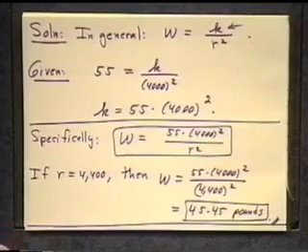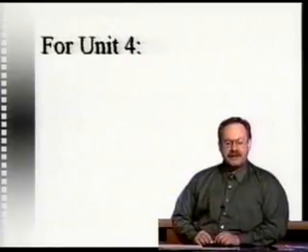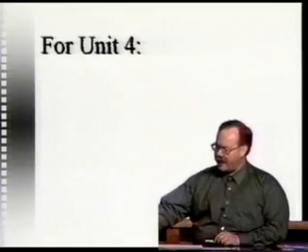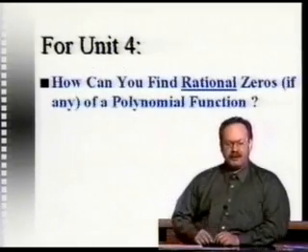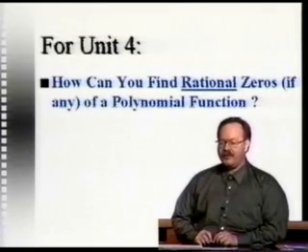So with that, we'll stop this small segment on variation, and we'll go on to another one. Now, this segment is one for Unit 4, and it has to do with finding certain kinds of zeros of a polynomial. How can you find rational zeros, if any, of a polynomial function?